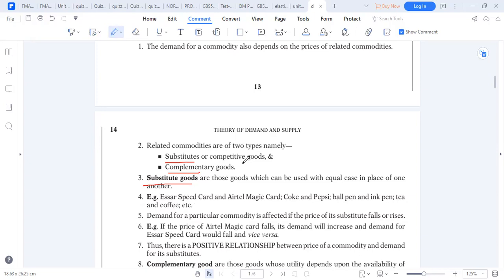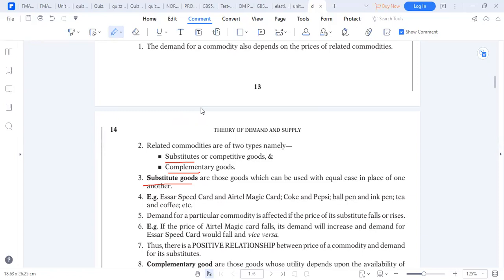Substitute, you could probably say Coca-Cola and Pepsi, for instance. Excellent, yeah. So these ones are goods which can be used with equal ease in place of another. All right, if one is expensive, you go to the other. Candolo and bread are substitute goods. Complementary goods are goods which move hand in hand.